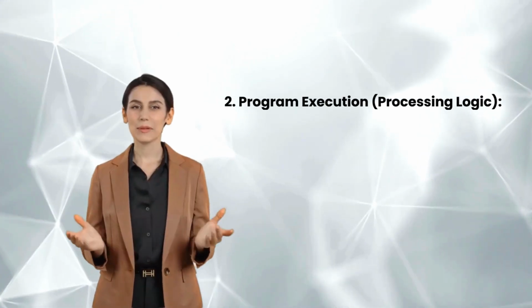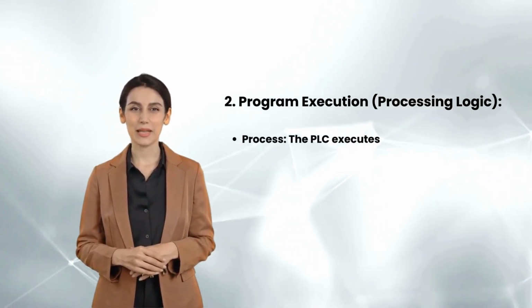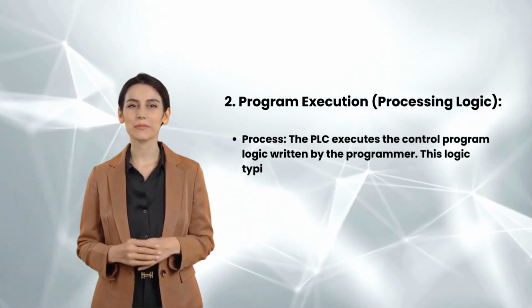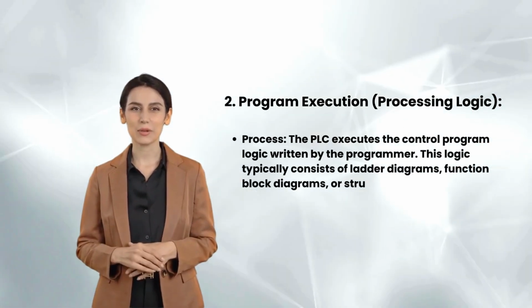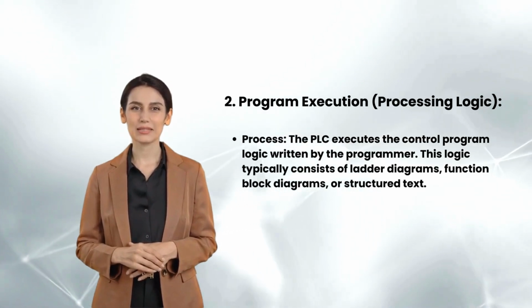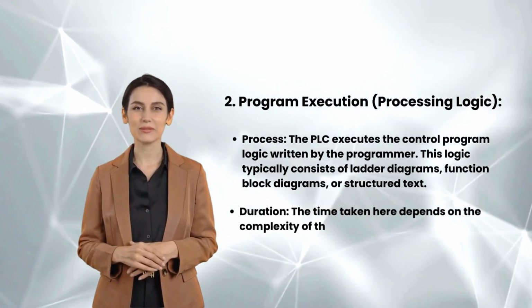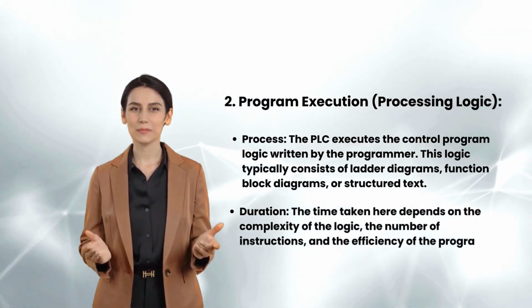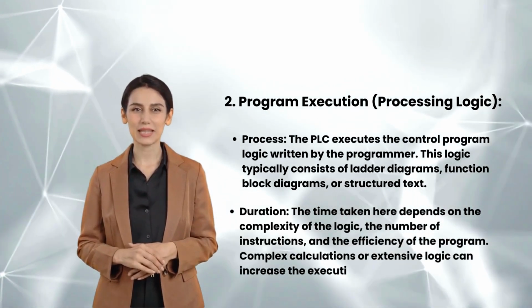2. Program execution, processing logic. Process: The PLC executes the control program logic written by the programmer. This logic typically consists of ladder diagrams, function block diagrams, or structured text. Duration: The time taken here depends on the complexity of the logic, the number of instructions, and the efficiency of the program. Complex calculations or extensive logic can increase the execution time.